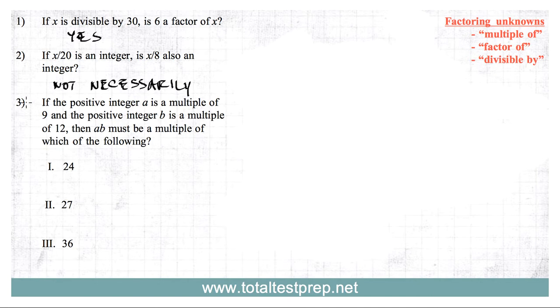All right. So if the positive integer a is a multiple of 9, so I'm going to write that as a is equal to 9 times something. It's a multiple of 9. And the positive integer b is a multiple of 12, so b is equal to, I'll do the 12 in blue, why not? It's 12 times something. Then a times b, that's what ab is, must be a multiple of which of the following.